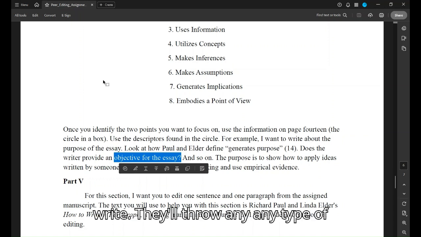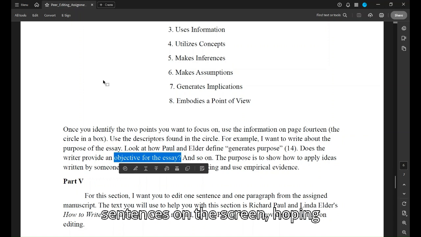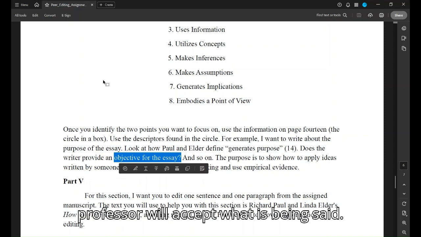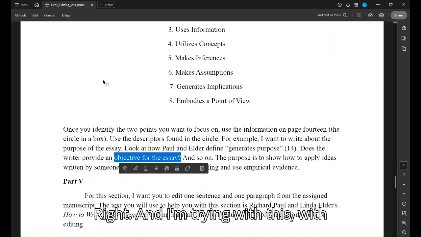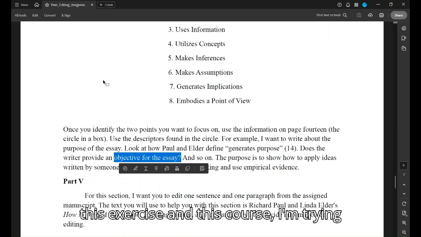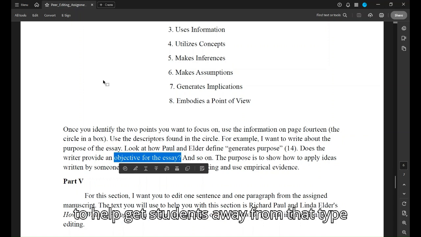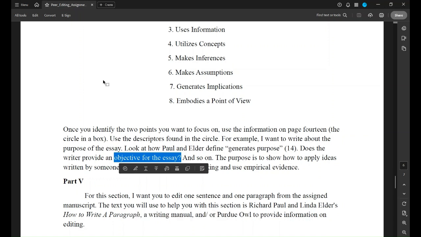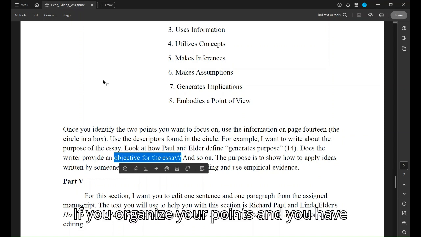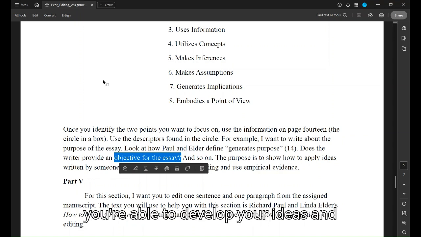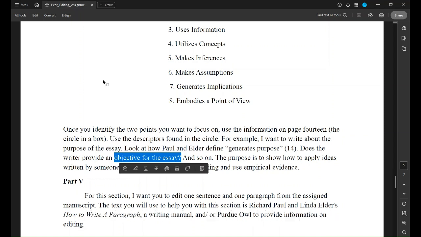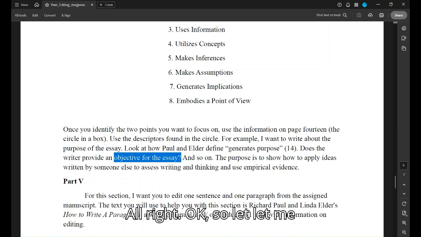They'll throw any type of sentences on the screen, hoping that it makes sense and that the professor will accept what is being said, right? With this exercise and this course, I'm trying to help get students away from that type of writing, because that leads just to frustration and irritation. If you organize your points and you have an idea of what you want to say, then you're able to develop your ideas and make the writing slightly less stressful. All right. Okay, so let me continue.